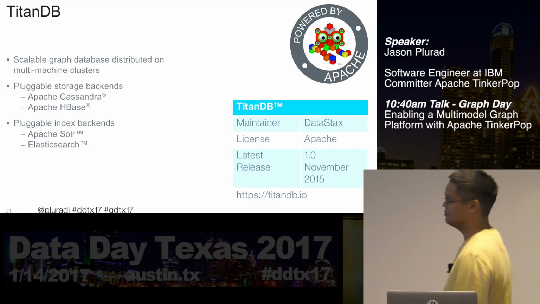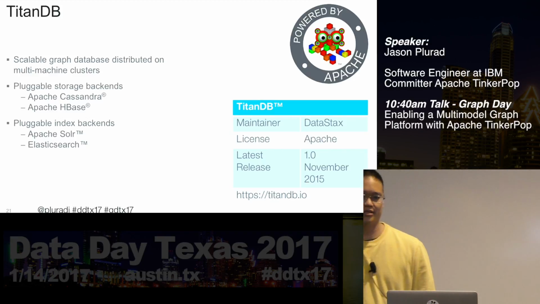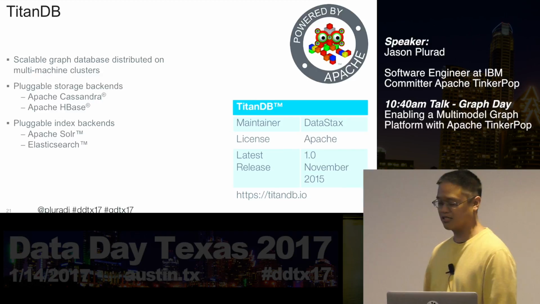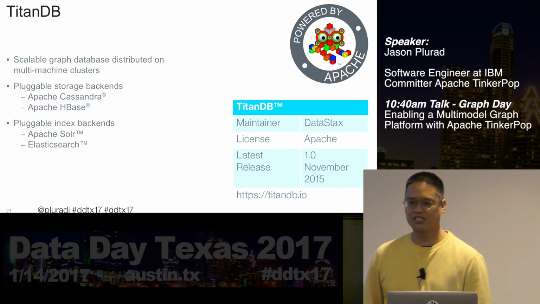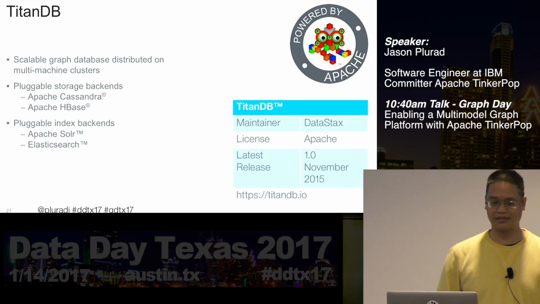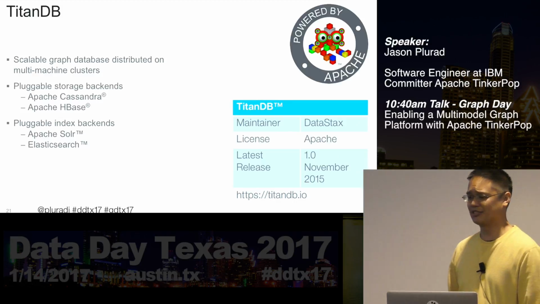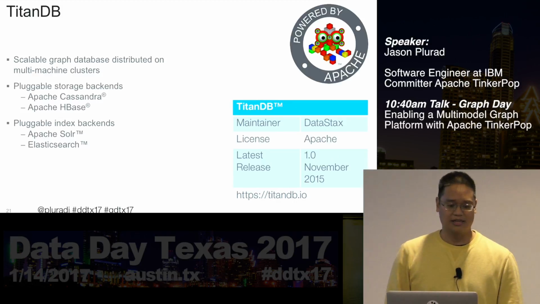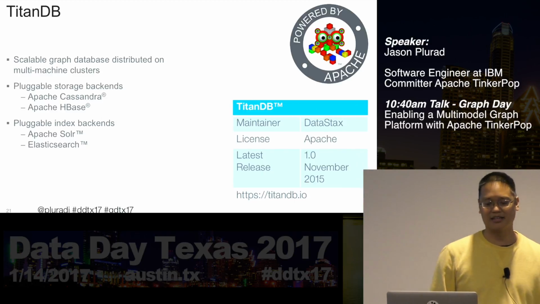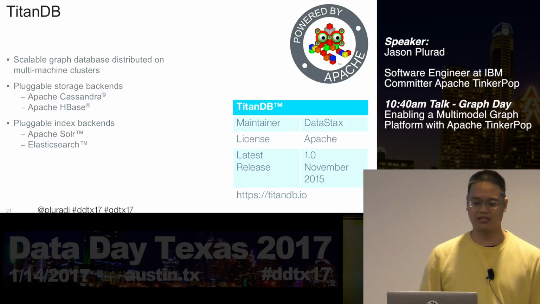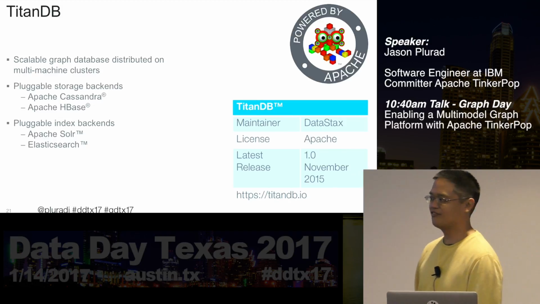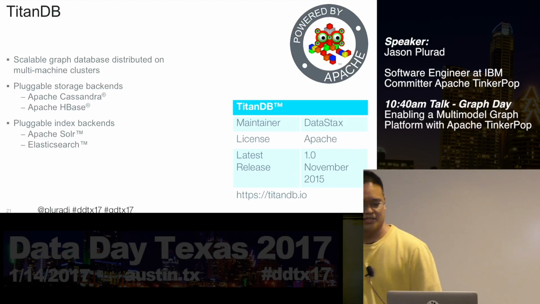Next up is TitanDB. TitanDB was written by a graph consultant firm called Aurelius, who later were acquired by DataStax. They had been working with Pearson Education to create a scalable graph on distributed backends. At the time, this was 2012, and there was no such solution in the market. And it was well designed in that it allowed for different backends, both in terms of storage with Apache HBase and Apache Cassandra, and for indexing backends with Elasticsearch and Solr.